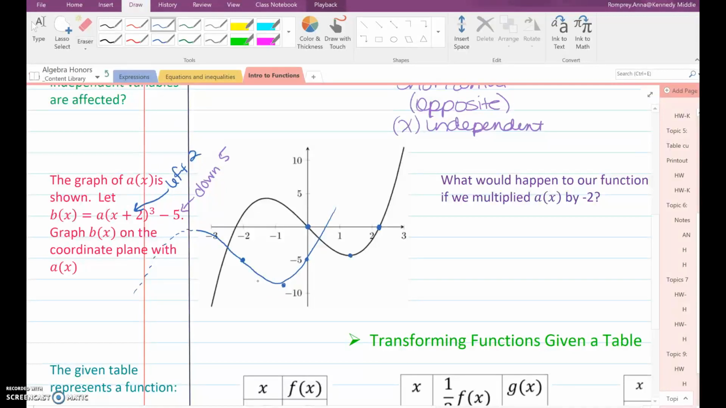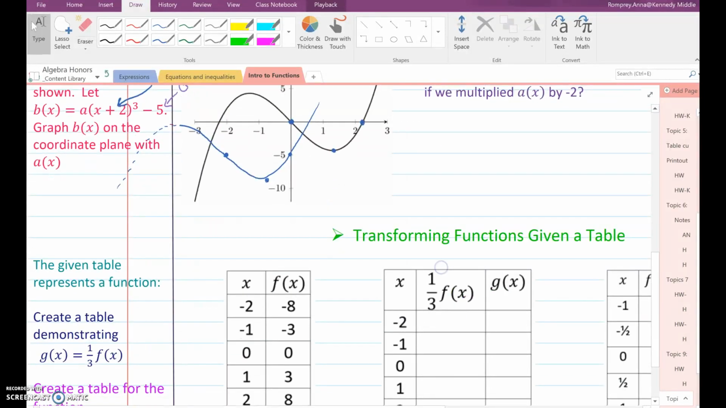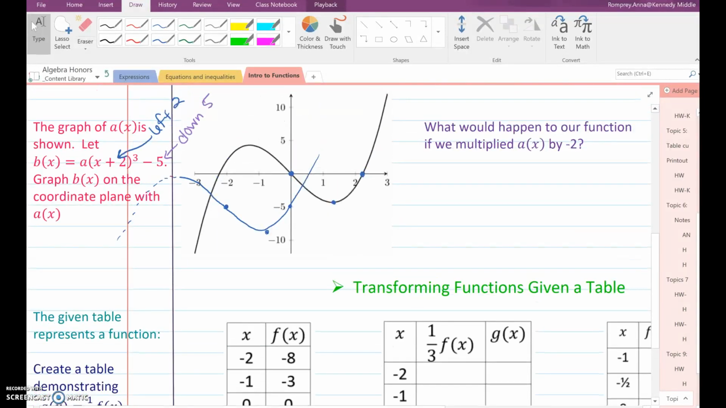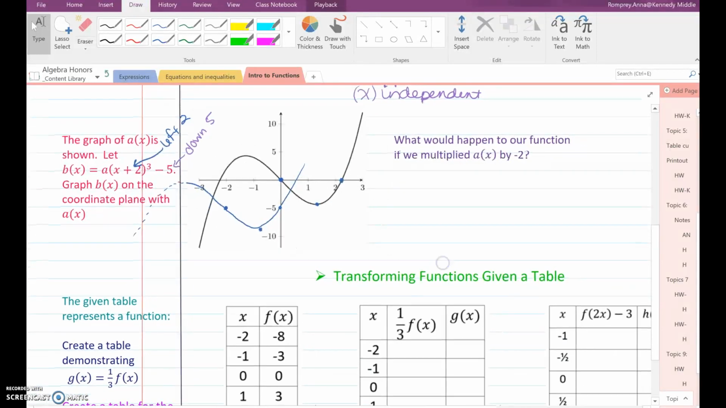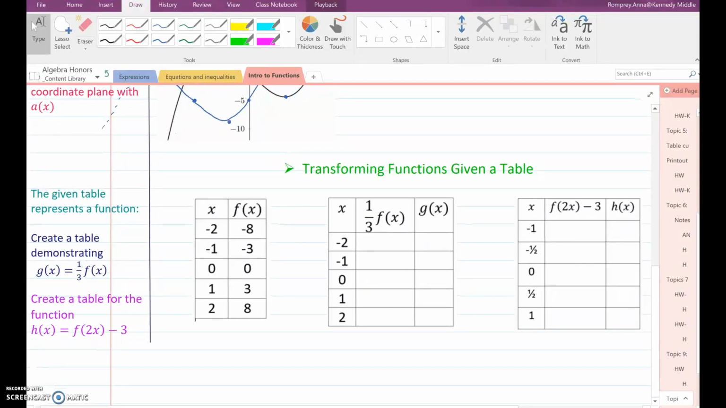Now it says, what would happen to our function if we multiplied a by negative 2? Well, let's come back to that after we see how we're transforming given the tables and see if you can figure that out a little bit better. Okay, so I'm going to zoom out so you can set up the notes. So go ahead and pause this and then start when you're ready.